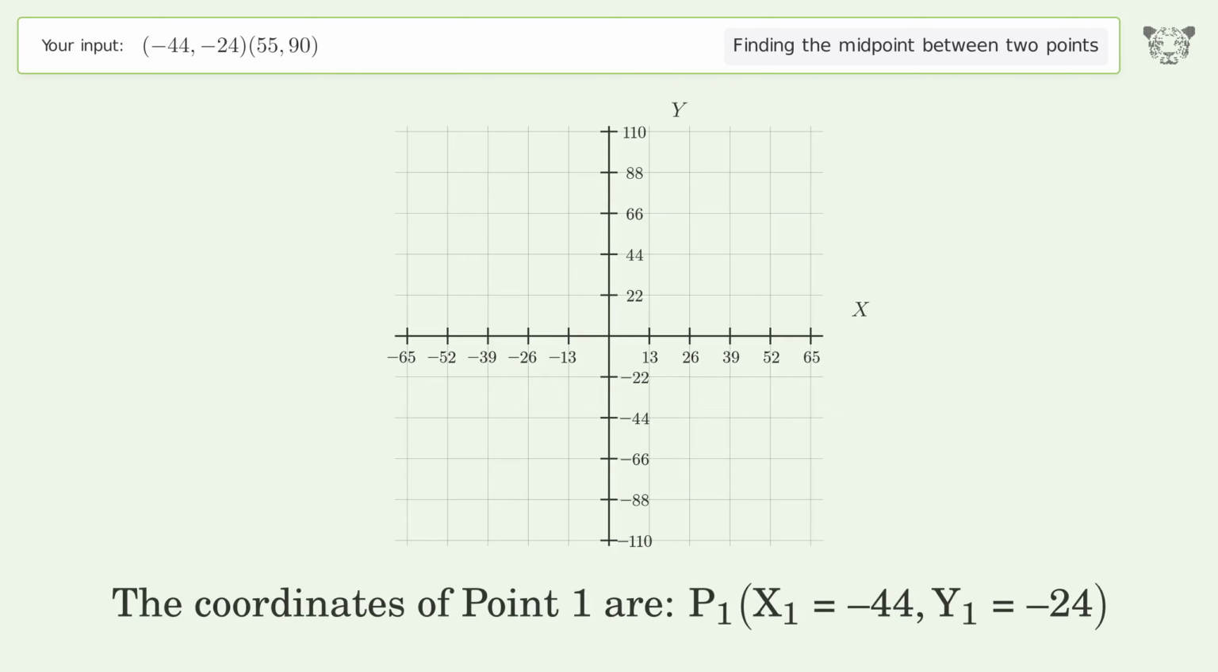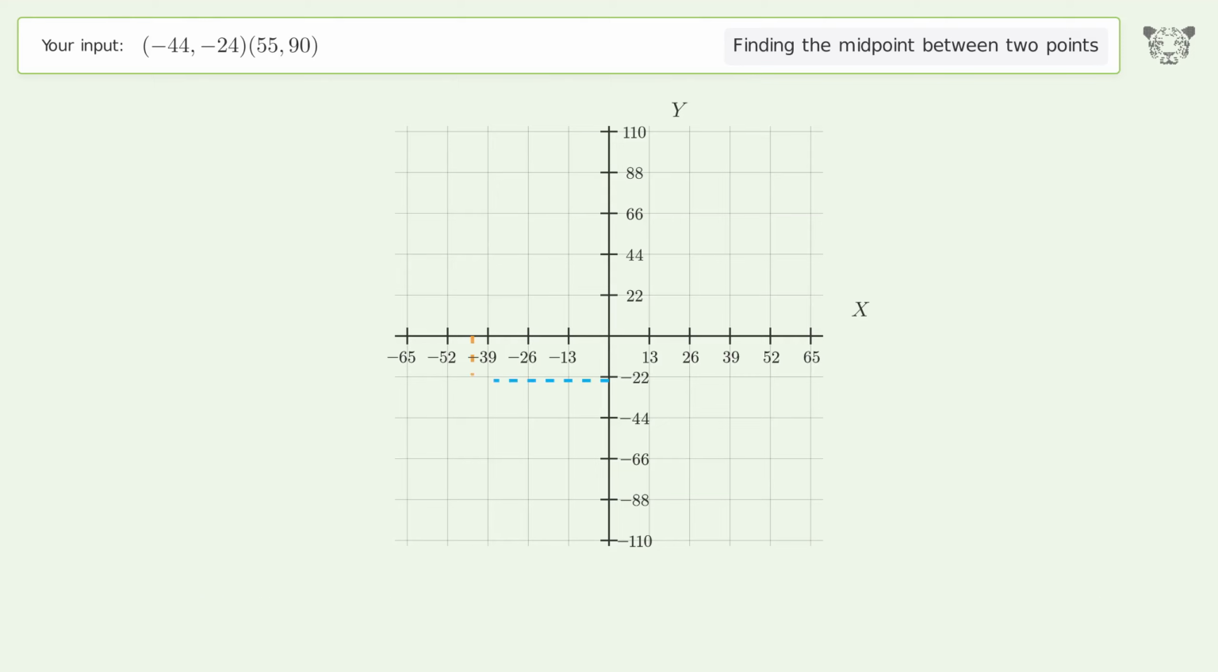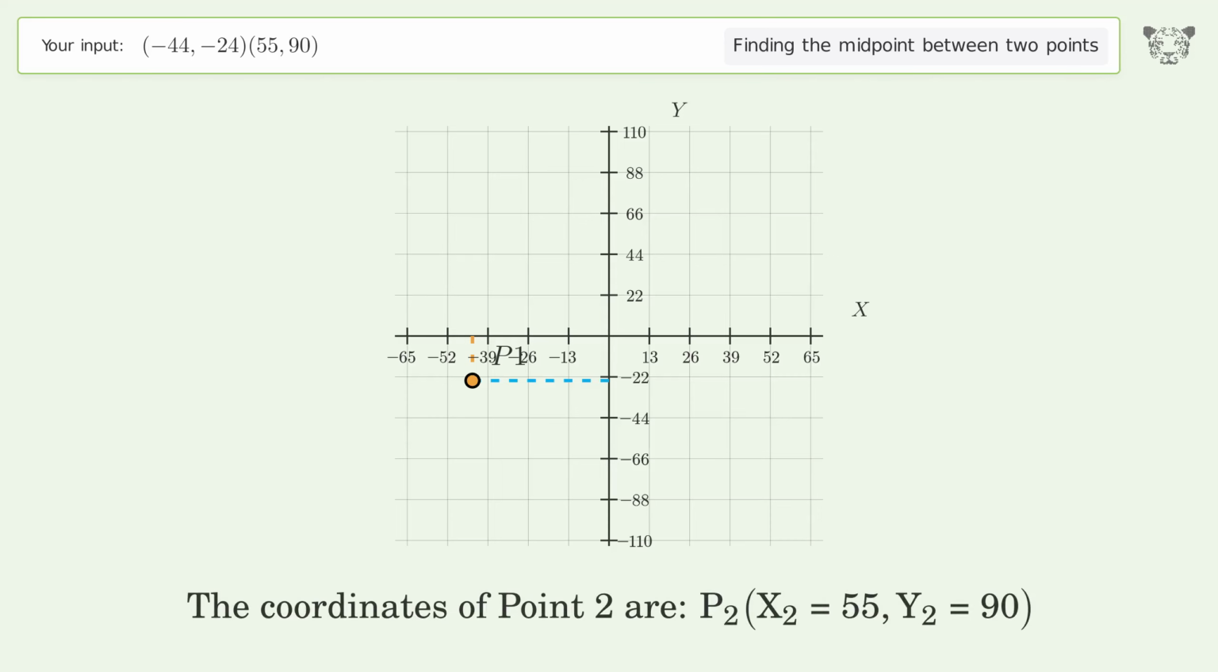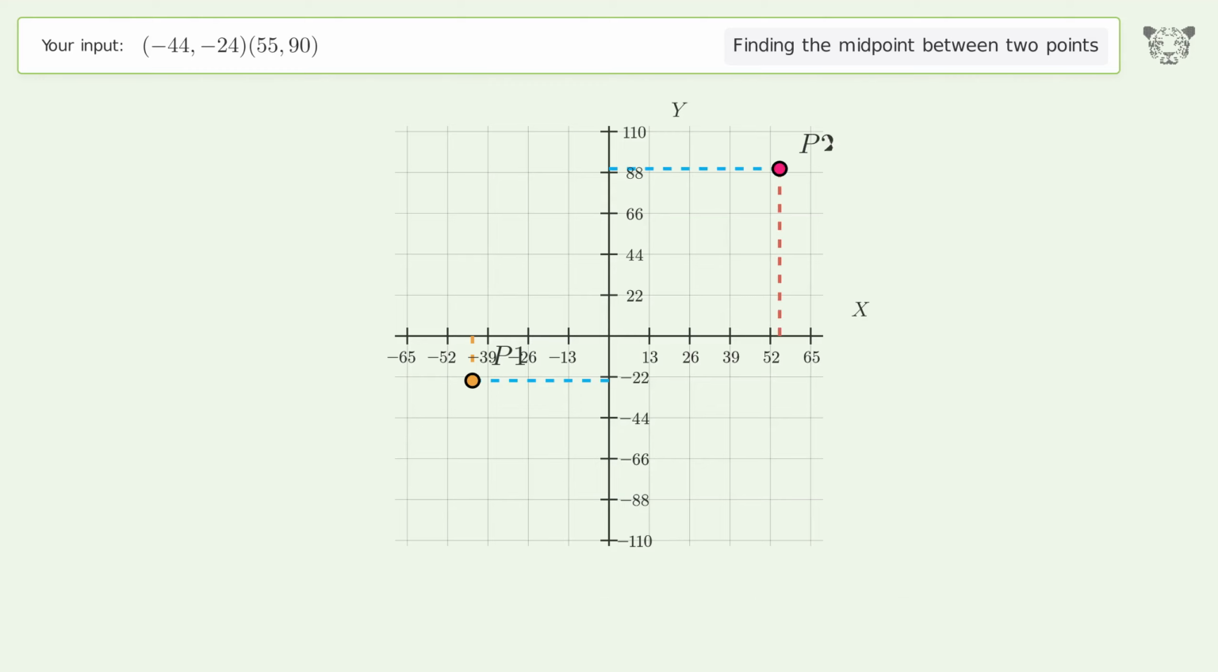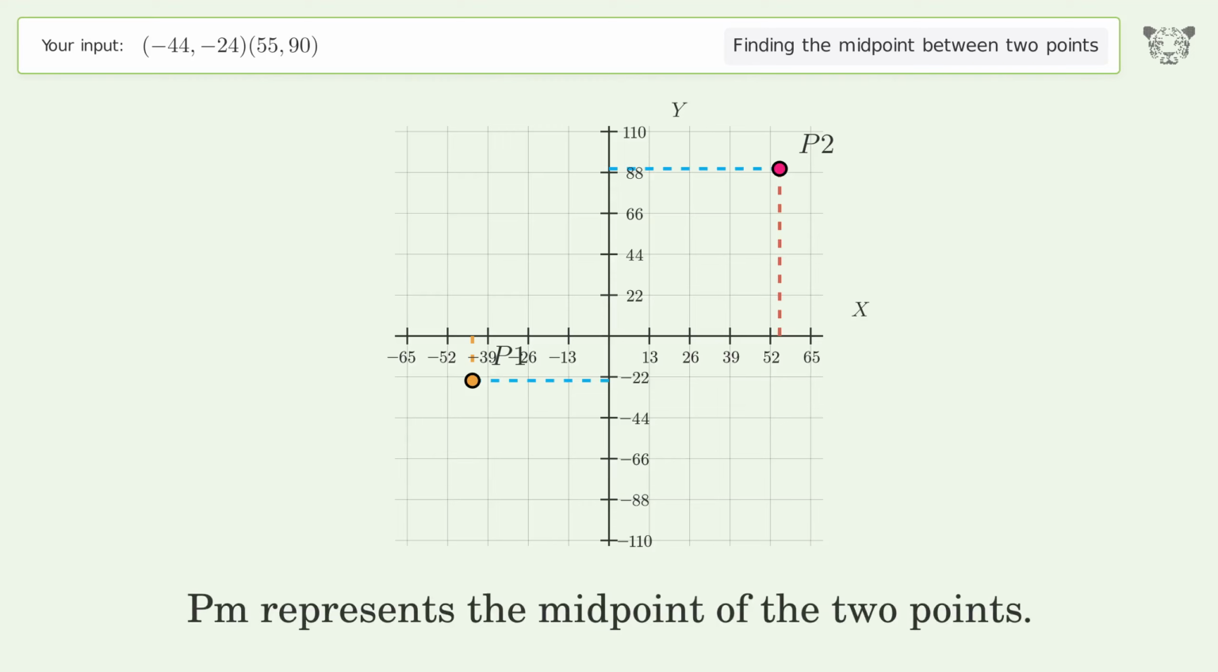The coordinates of point 1 are, x1 equals -44, y1 equals -24. The coordinates of point 2 are, x2 equals 55, y2 equals 90. PM represents the midpoint of the 2 points.